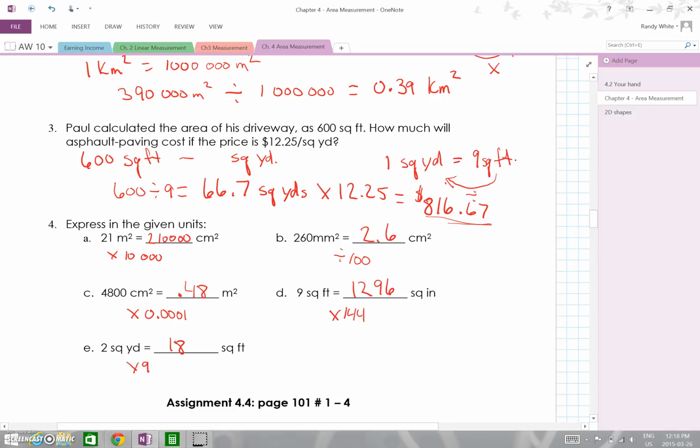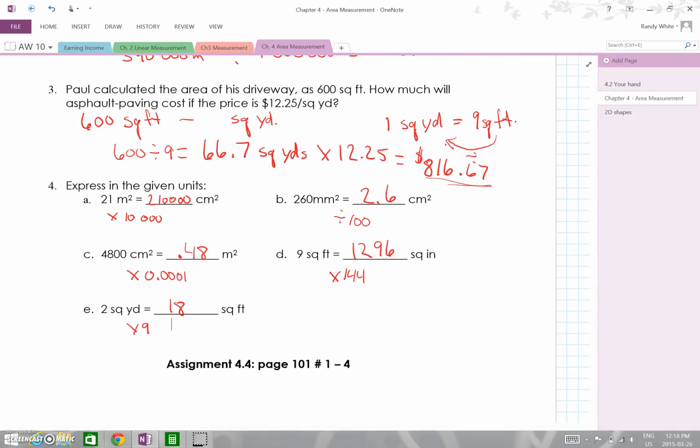Okay, best thing for you to do is try these on your own. So we're on page 101. I'm going to do numbers 1 to 4. Alright, good luck.